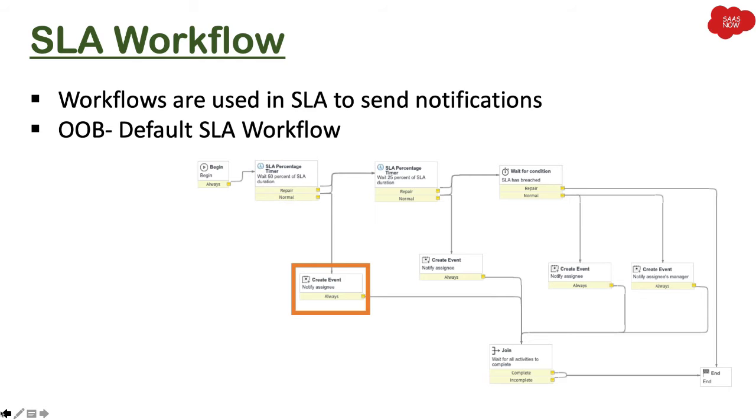Then it goes to the next point where we have wait for 25%. That means 75% has elapsed. Now only 2 hours are left. 6 hours are done. In that case, again, it will send a reminder or a notification to the assignee of the task.